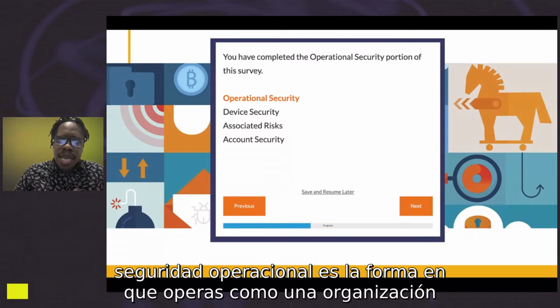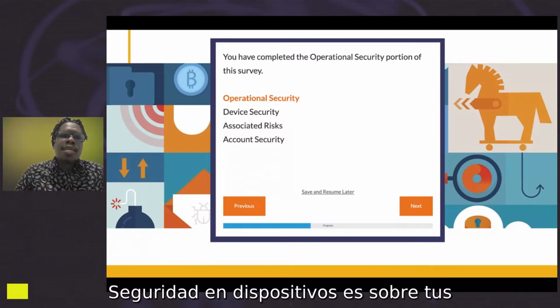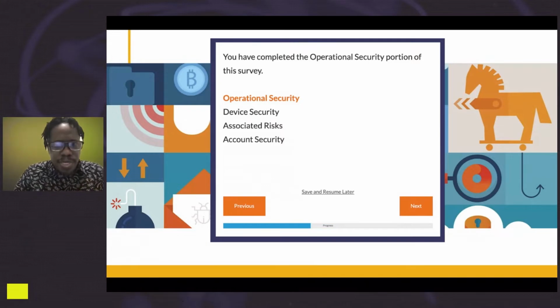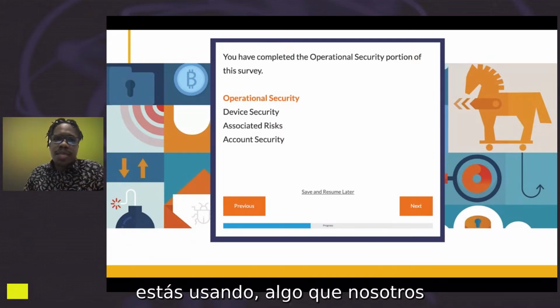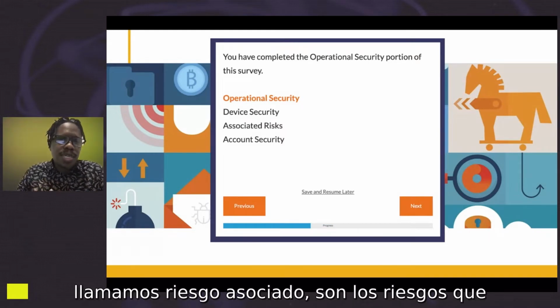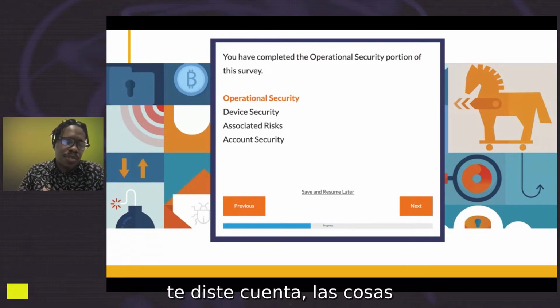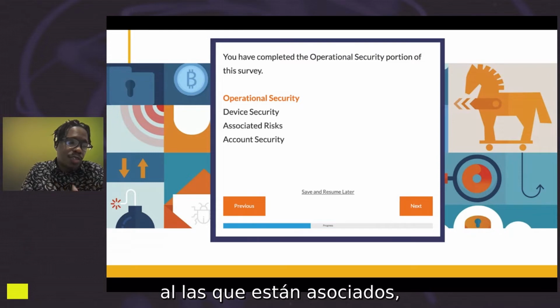Operational security is like how you operate as an organization. Device security is like your laptops, your phones, the servers that you're using. Something that we call associated risk are the risks that could come from things you might not realize, from your association and things you're associated to.